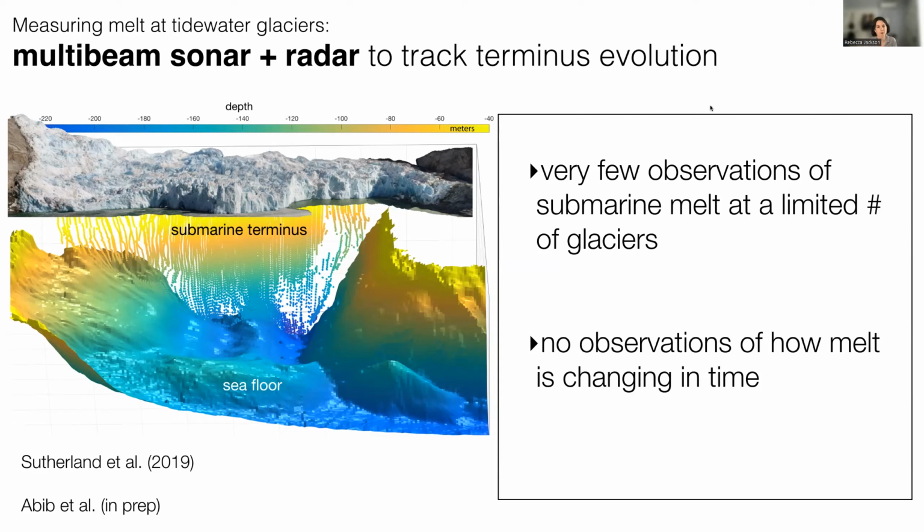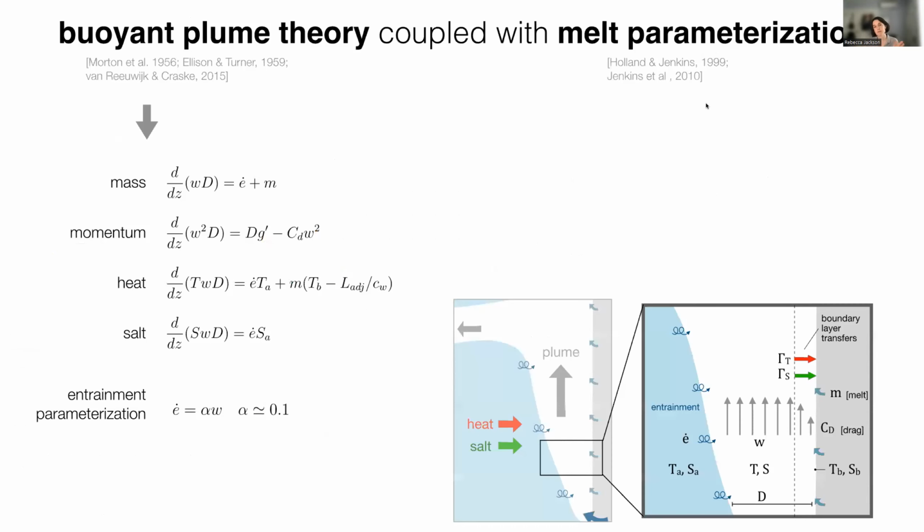Okay, so given this lack of observations, the field has relied really heavily on theory and models to represent melting. And so I want to outline, or remind people of, the most common framework for thinking about melt, particularly as it's applied at tidewater glaciers. This is very similar to probably some of what was talked about in the earlier session, although with a focus now on how it's being applied for tidewater glaciers.